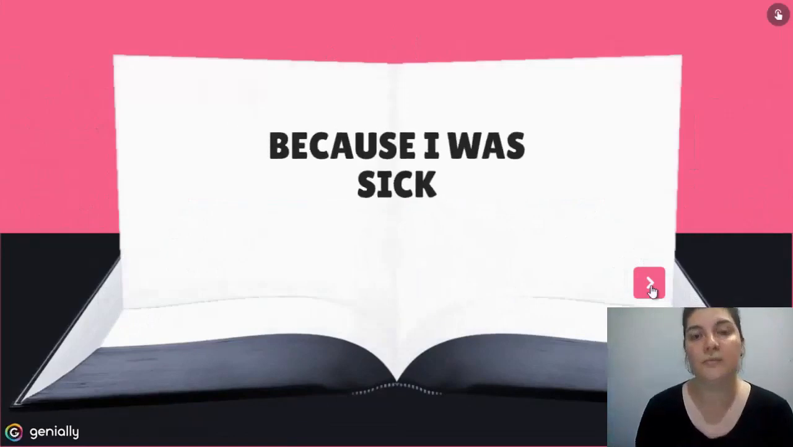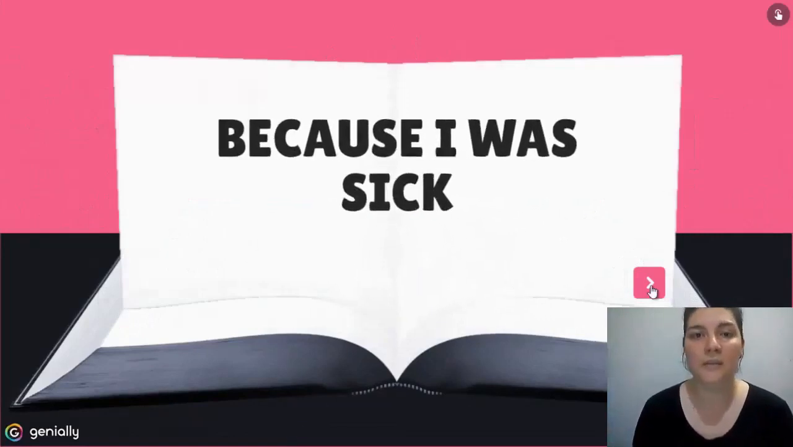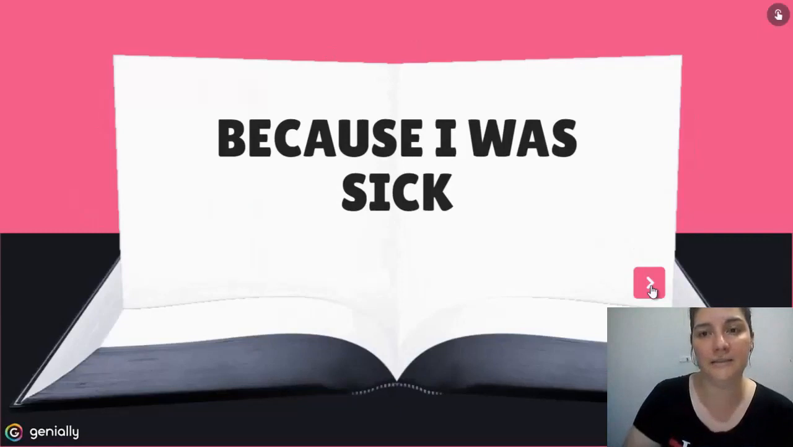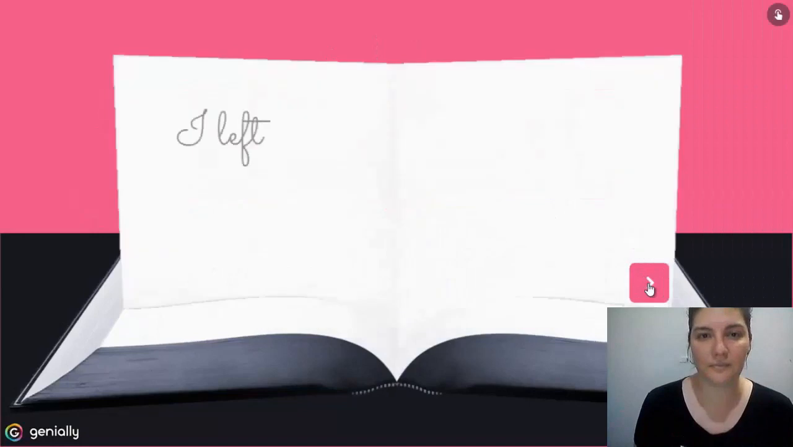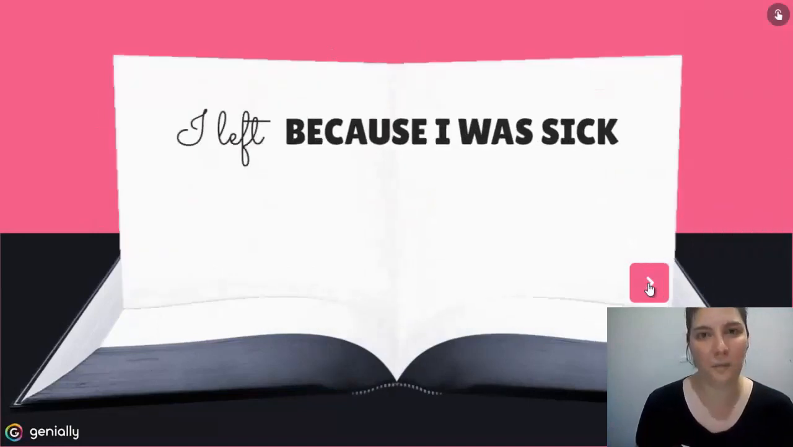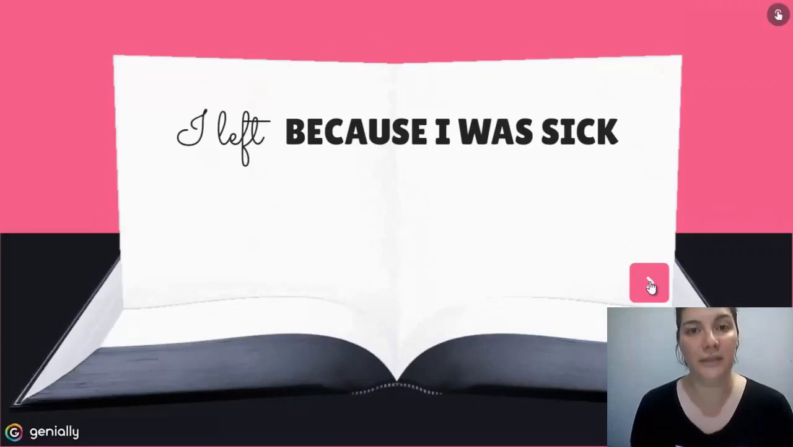Let's see an example. Because I was sick is not complete in meaning. It needs further information in order to be understood. What happened because I was sick? We need some more information. But if we add an independent clause to this dependent clause, then the dependent clause can be functional, as in the following example. I left because I was sick. In this case, now this dependent clause has a function which is the one of an adverbial, giving us information related to the reason why this person left.